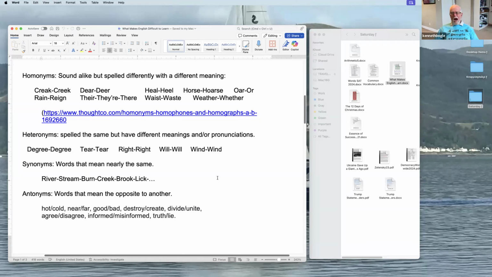Wind or wind. Wind being weather, wind outside. Wind, taking something and winding it up, winding a wire, winding string. Okay. Words that are spelled alike, but the context determines what they're worth, right? Words that mean nearly the same: river, stream, burn, creek, brook, lick, all forms of running water. Generally from something that's bigger, like a river, to something that's small, like a lick, but very similar to each other.